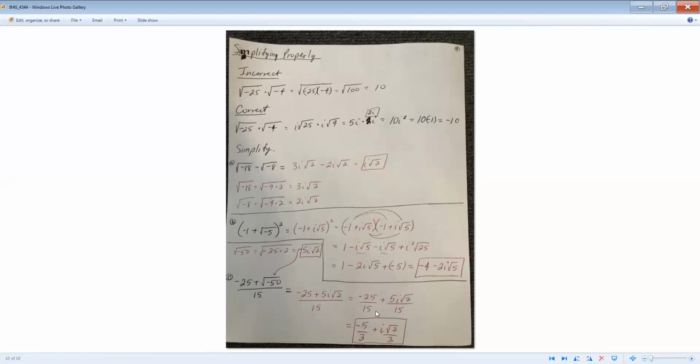We'll reduce that down by 5 in both cases. So it'll be negative 5 over 3 plus i square root of 2 over 3 as a final answer.